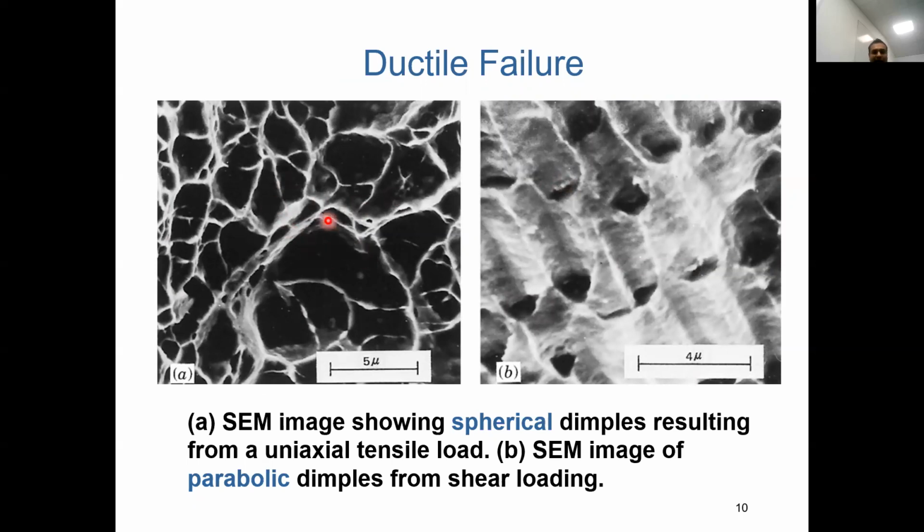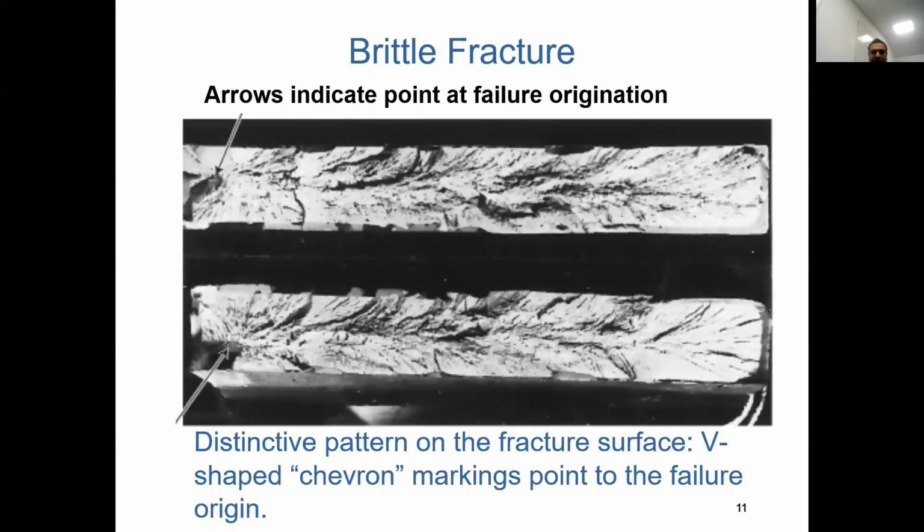Now, this is scanning electron microscopy. On this one, you can actually see the fibers being pulled out. This is the uniaxial, which means one axis, tensile loading. Okay. Now, the next bit.